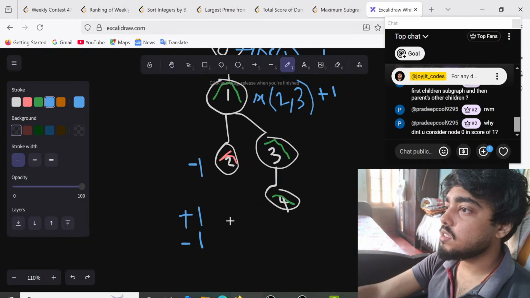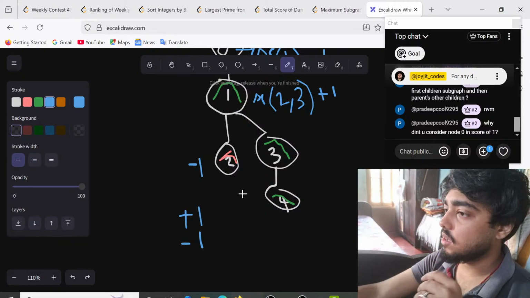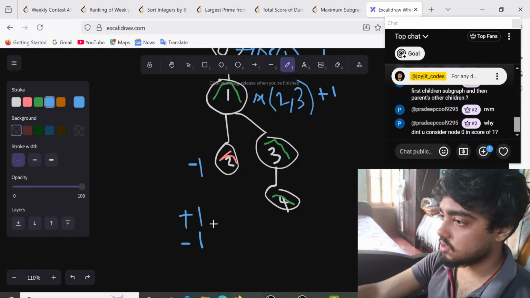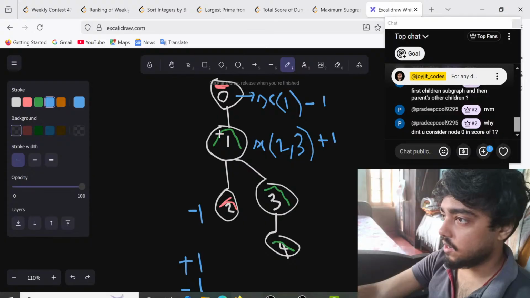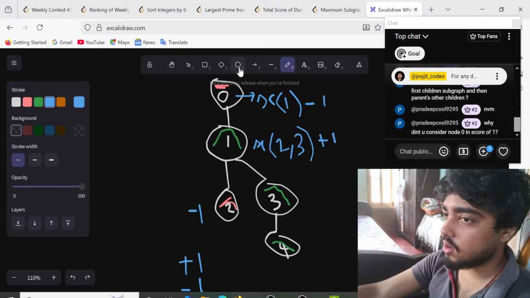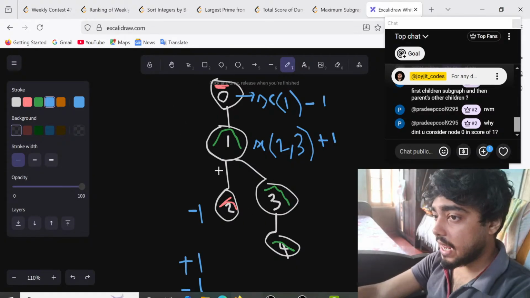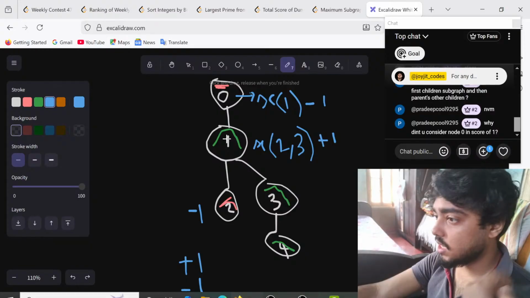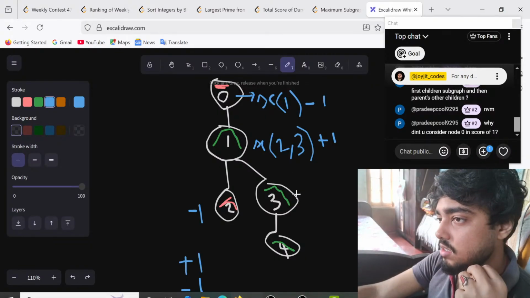Why didn't you consider node 0? Yeah, that is what I was explaining. For now we are going to go only downwards, not upwards. You're right, in 0 you can go like this, correct. But first of all, I'll just consider the downwards. So for 3, what is it?